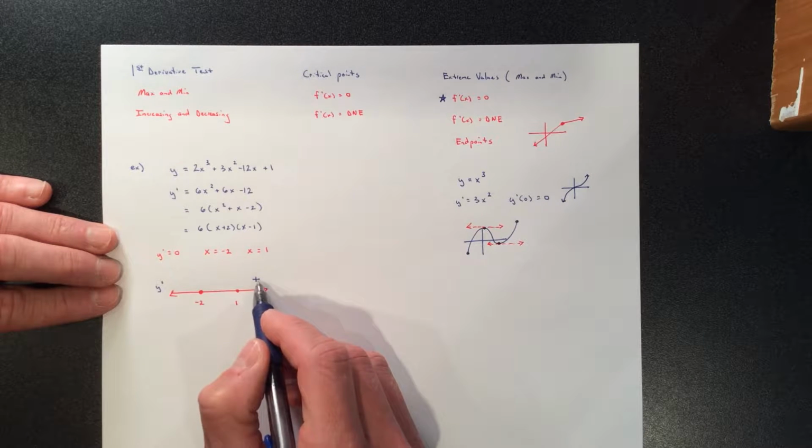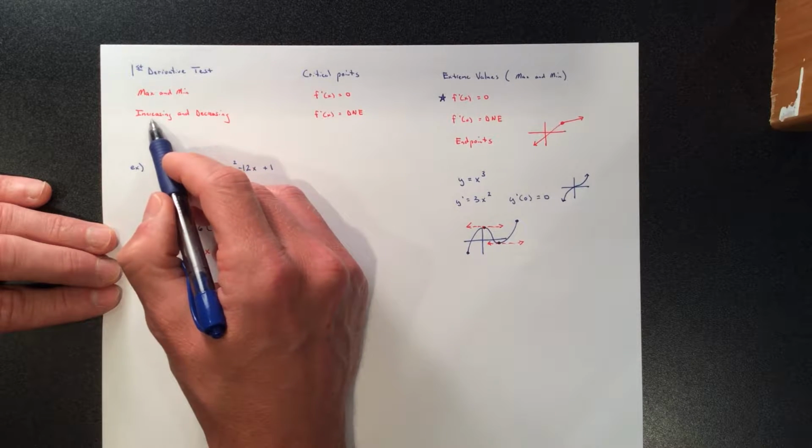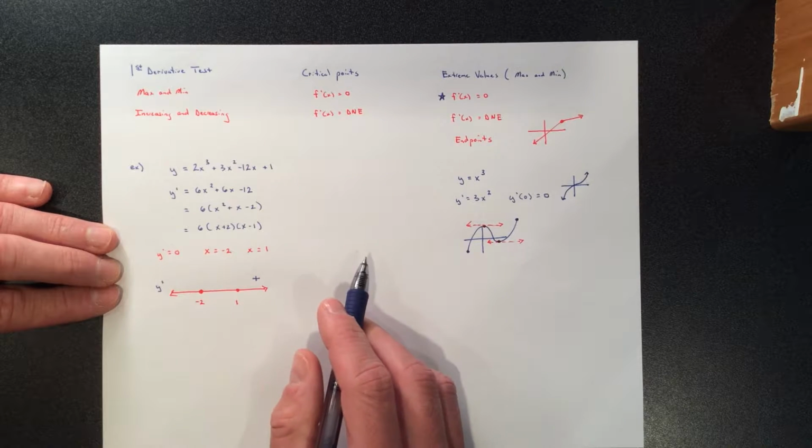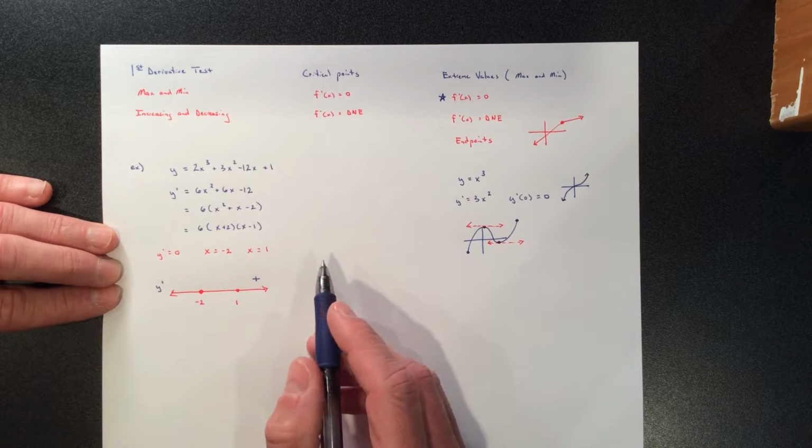Now, what does that say for the function? Well, if the slope, right, the derivative is positive, it means the function must be increasing. That's the definition of what a positive slope is, right? A positive rate of change.